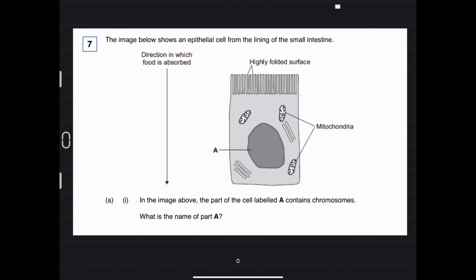All right, moving on to this exam question. Here it says the image below shows an epithelial cell from the lining of the small intestine. Now, it's giving you the direction in which food is absorbed. It's giving you a number of labels. Part A is asking, in the image above, the part of the cell labeled A contains chromosomes. What is the name of part A?